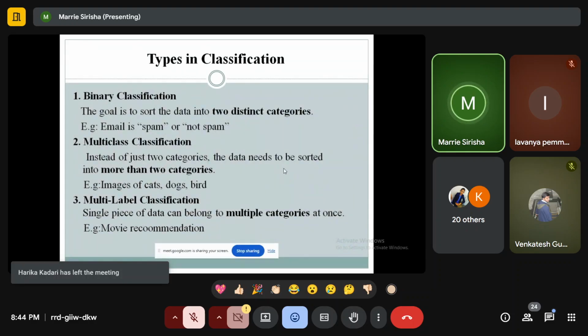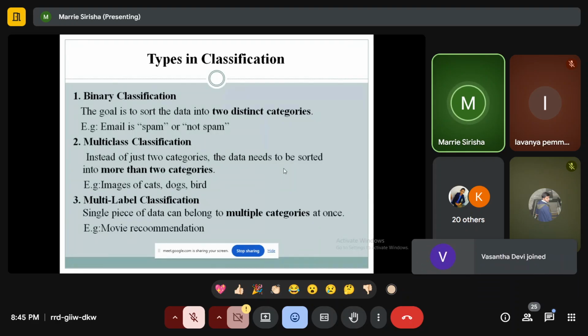Next, types of classification. Important. You have three types, basically more also, but we are limiting to only three because this is just the introductory part of your syllabus, second unit. So writing three types is enough. Binary classification means only two categories, that is, an email is spam or not. Multi-class classification has more than two categories, like images of cats, dogs and birds. And multi-label: as I said yesterday, a single piece of data can belong to multiple categories, like a movie can be thriller, horror, action, drama. One movie can be classified into so many categories. So that is what multi-label classification is.